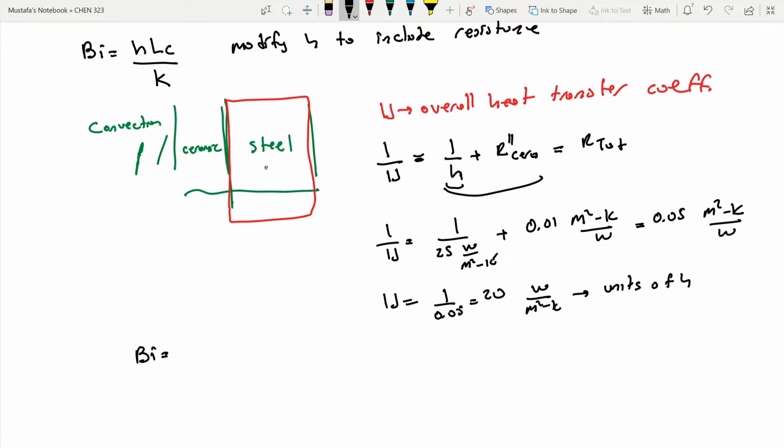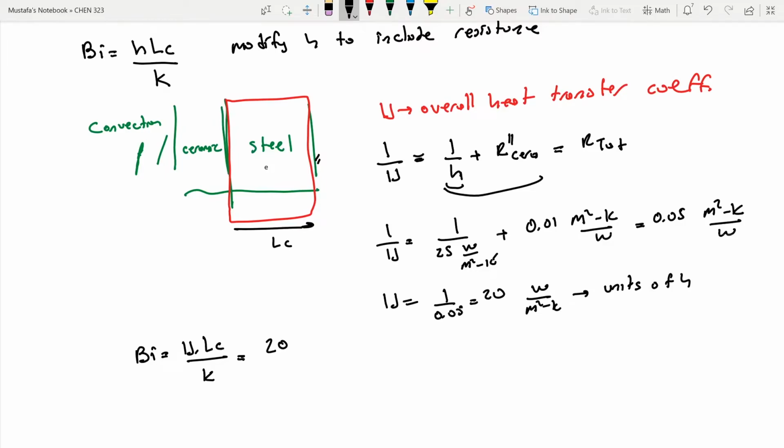So the Biot number will be replaced by U L_c over k. And in this case, L_c is the thickness of the cylinder. This is L_c. Because we have an asymmetric situation, we have insulation on one side and convection on the other side, it is asymmetric, so we'll use this full length.